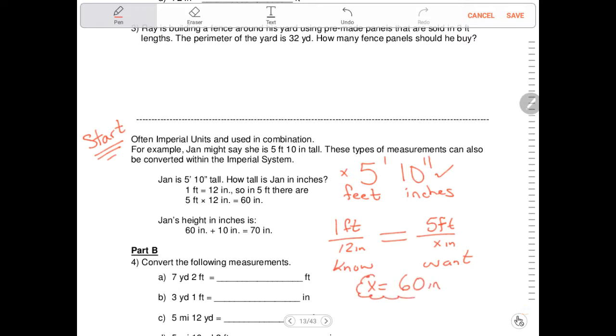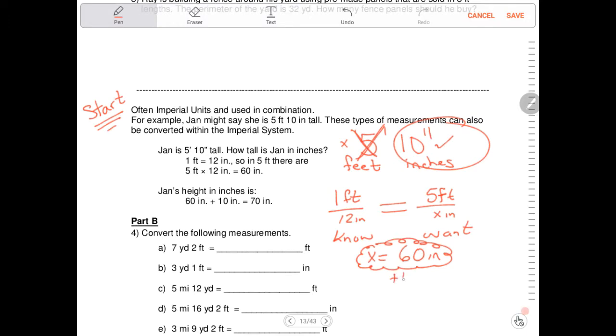Again, that's only a portion of the answer, because remember, we just took that 5 feet and turned it into 60, but we can't forget about this. So we have to add 10 more inches, which gives you 70 inches. I hope you understand here how we had an initial measurement in feet and inches, and we had to switch everything over into inches.